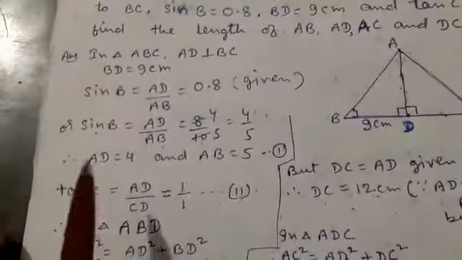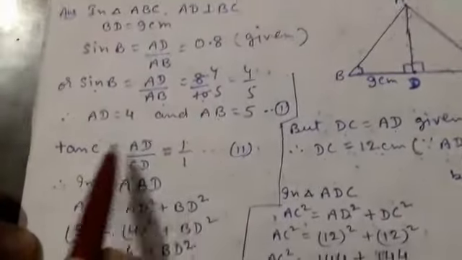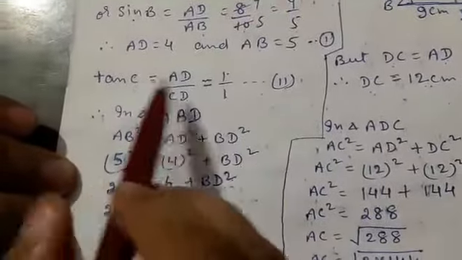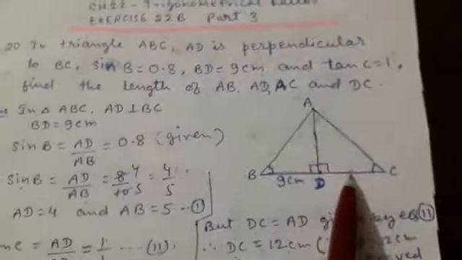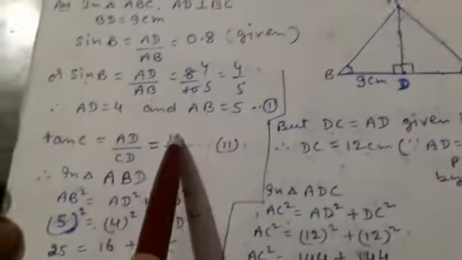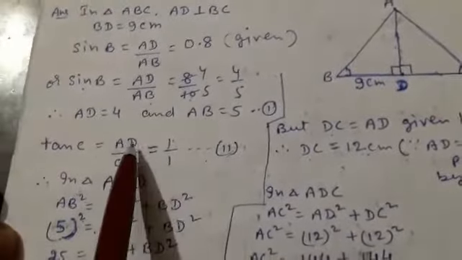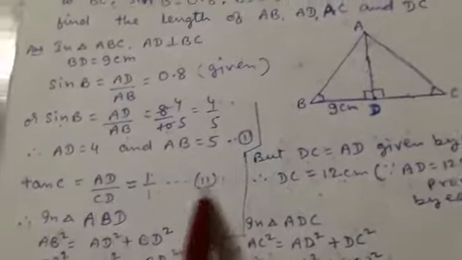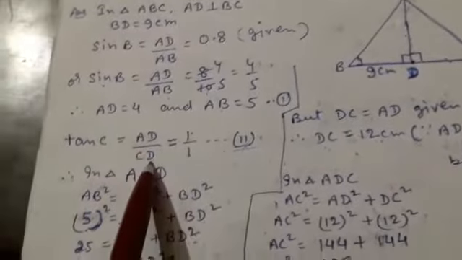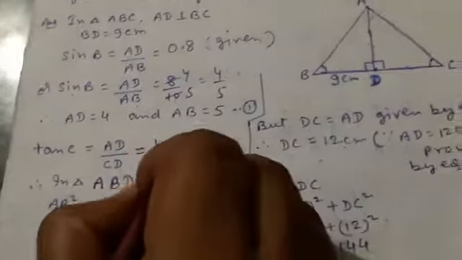Now in the second sentence, it is written in the question that tan C is equal to 1. As we know, tan theta is equal to P by B. So tan C, according to this angle, this will be perpendicular, this will be base. Means AD by CD is equal to 1 by 1. It means AD is 1 and CD is also 1. This is our second equation. It means AD and CD are equal. We will write down AD is equal to CD.